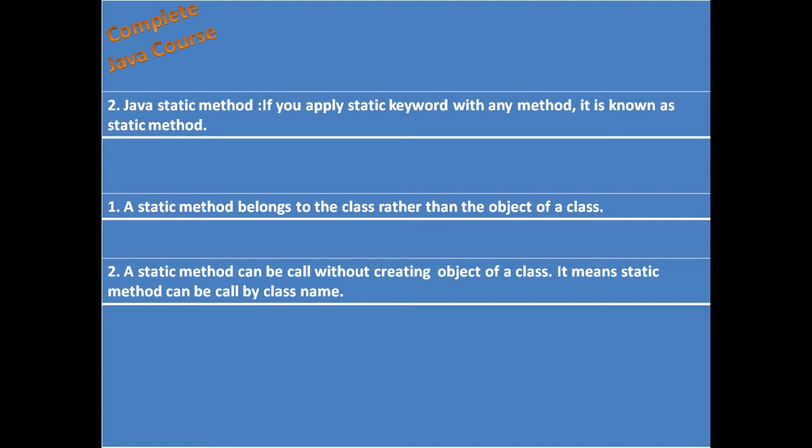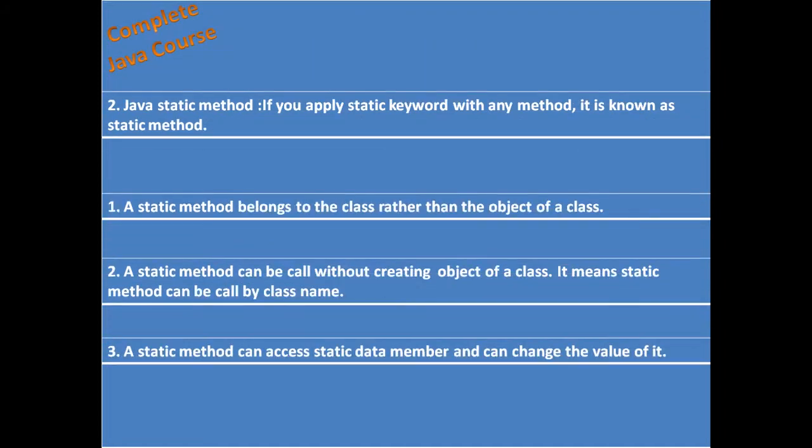Number 2. A static method can be called without creating an object of a class. It means a static method can be called by the class name. Number 3. A static method can access a static data member and can change the value of it.